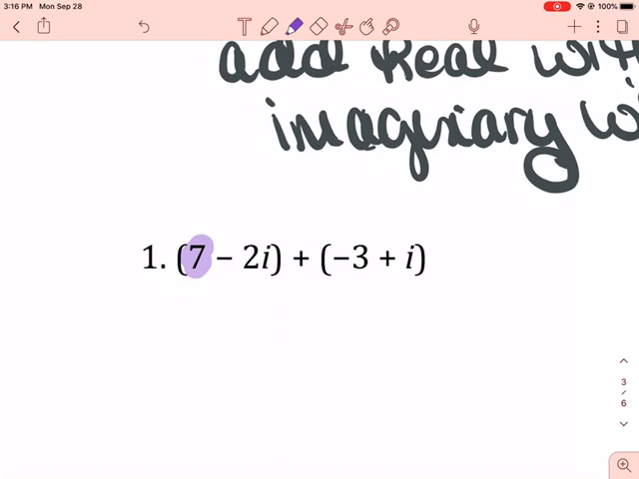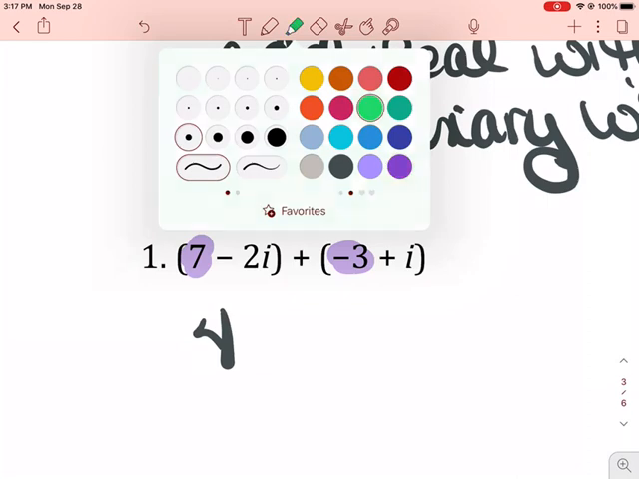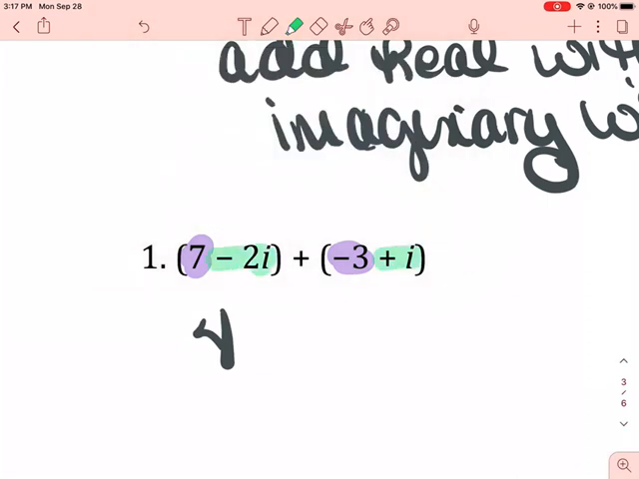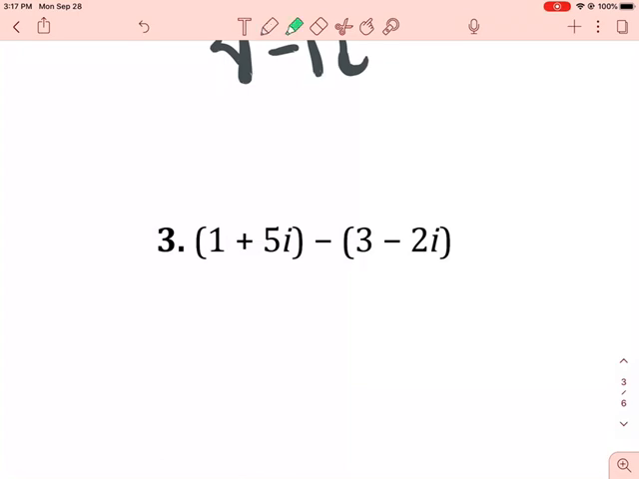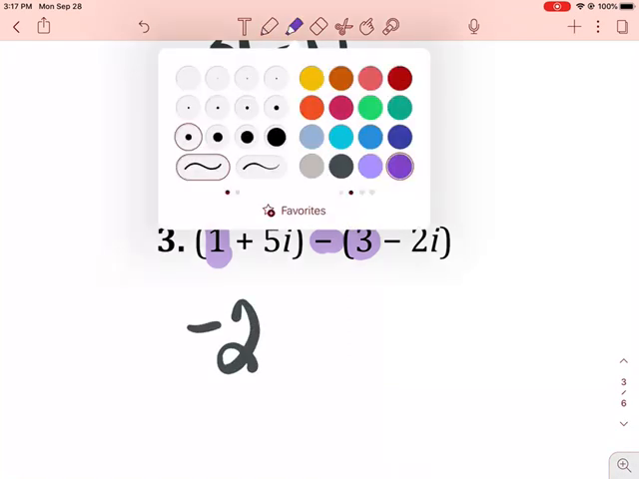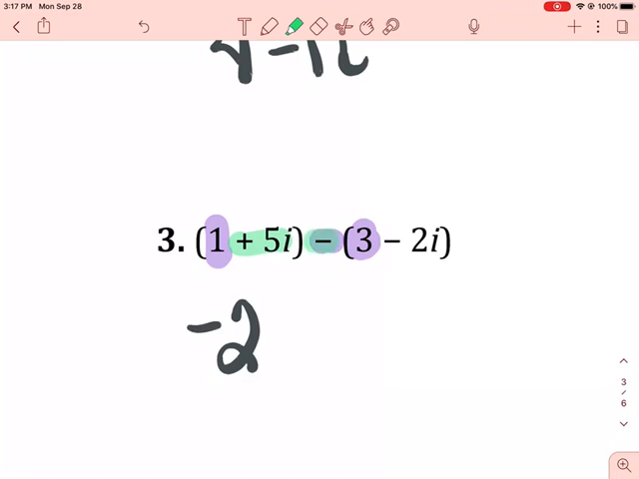Okay, so we're going to take the reals with the reals. So 7 plus negative 3, and that's going to give me 4. And then we're going to do the i's. Negative 2i and positive 1i give me negative 1i. And that's your answer. All right, let's try this one. 1 minus 3, so that's going to give me negative 2. And then we're going to do positive 5i minus negative 2i, so that's positive 5i plus 2i, which gives me 7i. And that's how we're going to leave it.